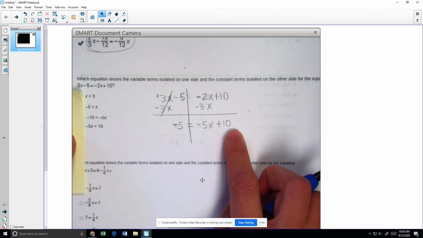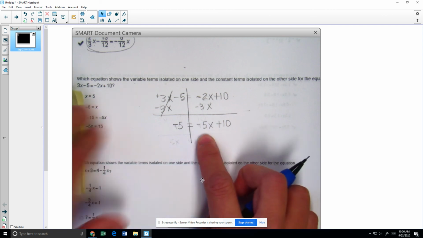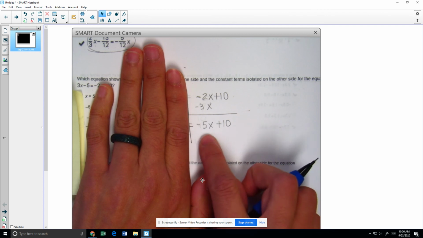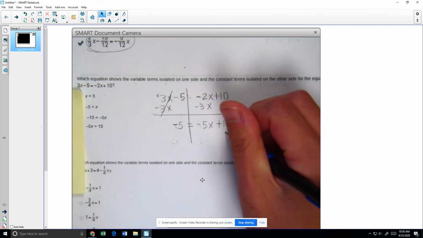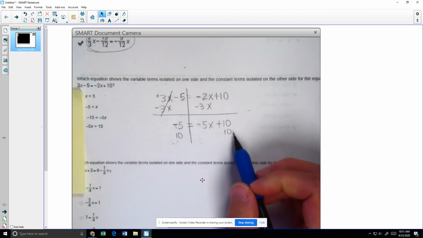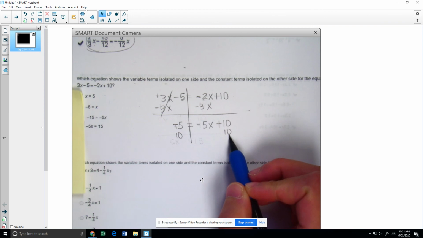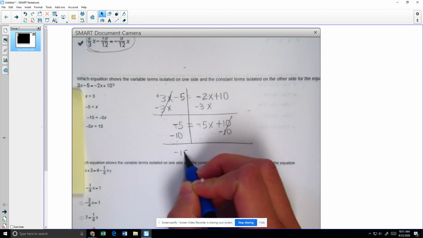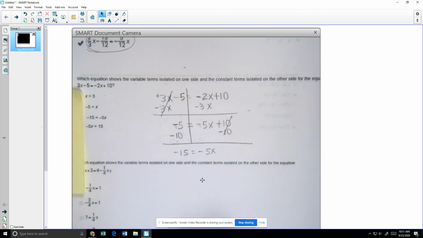So in this case, Parker, which number is not connected to the x? Okay, so that's the one I'm moving. Parker, it says plus 10. What's the opposite of plus 10? So I'm going to minus 10 on both sides. So I have -15 equals -5x.